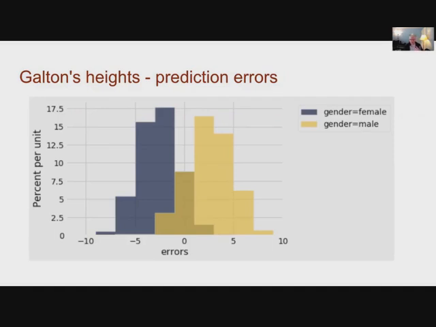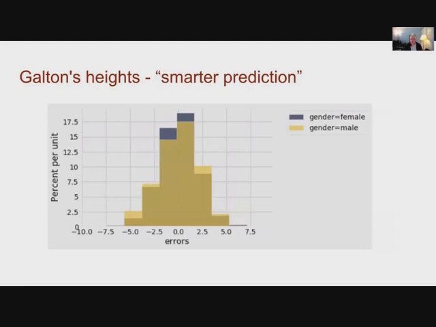And so what we can do, and we quickly looked at it, is ask what happens if we had separate predictors, right? So a smarter prediction didn't just look at the mid-parent height, it still looked at the mid-parent height, but separated it by gender. And we can see that we had a much smarter prediction from there.